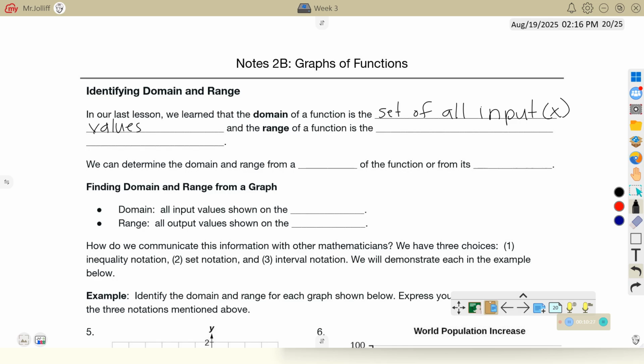Which means my range is what? Output or y values. Good. It's the set of all possible y values for the function.